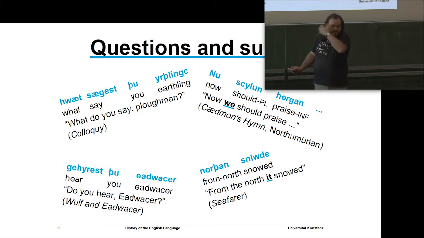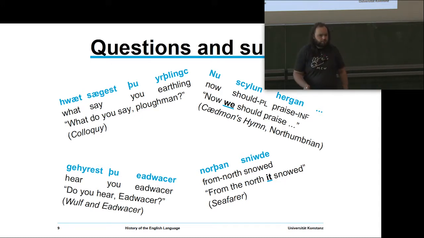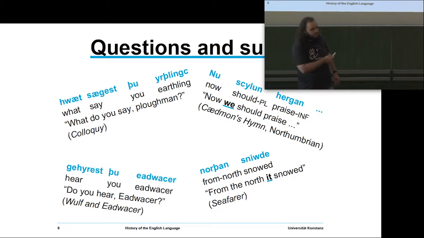And then here are some examples that show you what I was talking about with regard to the subject. If we start down here, Northan snöde. From the north, it snowed. It snowed, in modern English, with an it. Always this it, this subject that doesn't mean anything, but it has to be there. Old English can do without the subject. From the north, snowed. No subject. Easy.